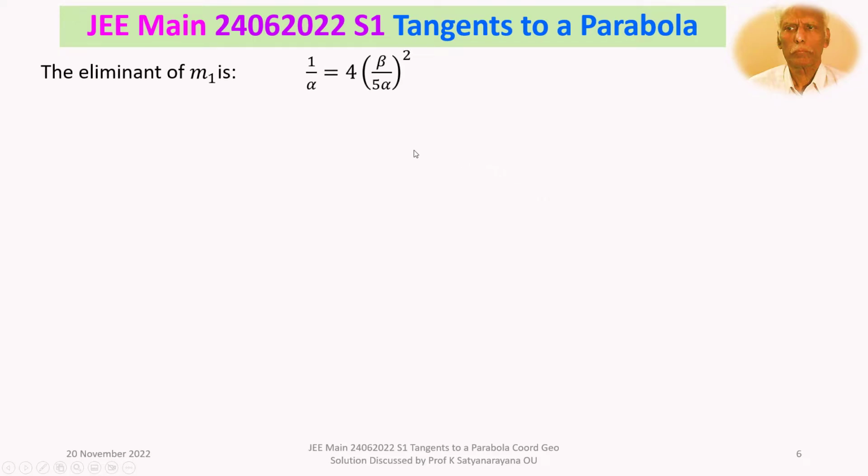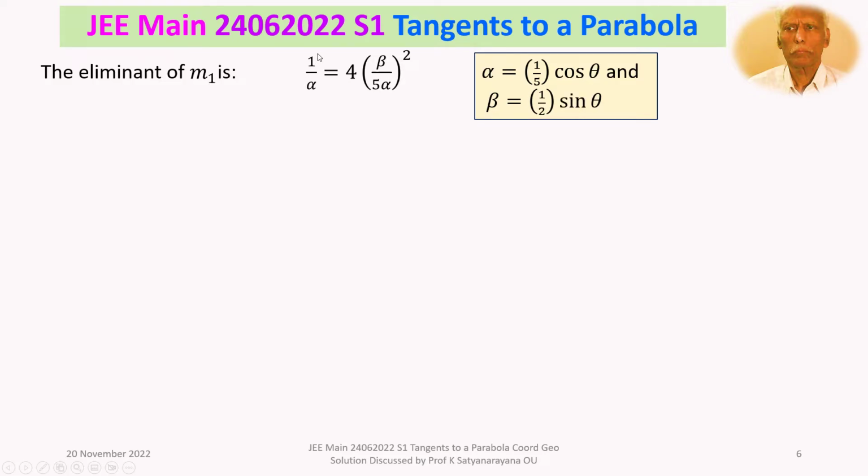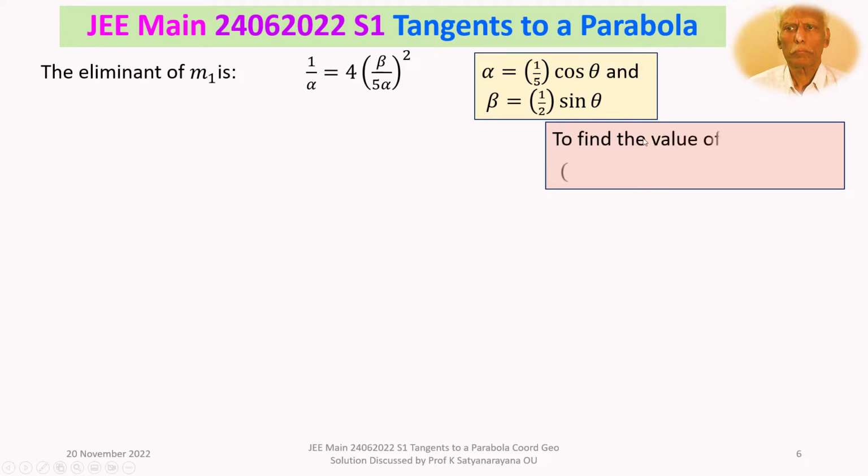So the element of m1 from the previous slide, 1 by alpha is equal to 4 times beta by 5 alpha whole square. Remember that alpha is equal to 1 by 5 cos theta and beta is equal to 1 by 2 sin theta. And we have to find the value of (10 alpha plus 5) whole square plus (16 beta square plus 50) whole square.